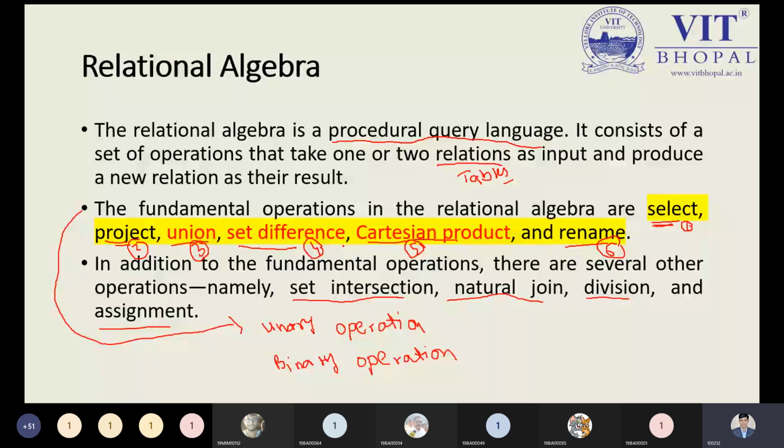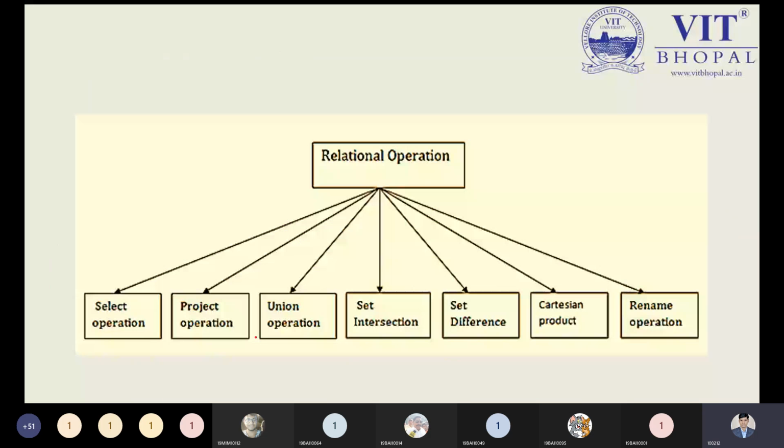As far as intersection, natural join, division, and assignment are concerned, these are additional operations, and we will see them when we discuss all these operations in detail. But right now, today, we are starting with the fundamental operations. So I'm moving to my slide. That is the fundamental operation. This is just the image of all those operations, so I'm skipping the slide right now.